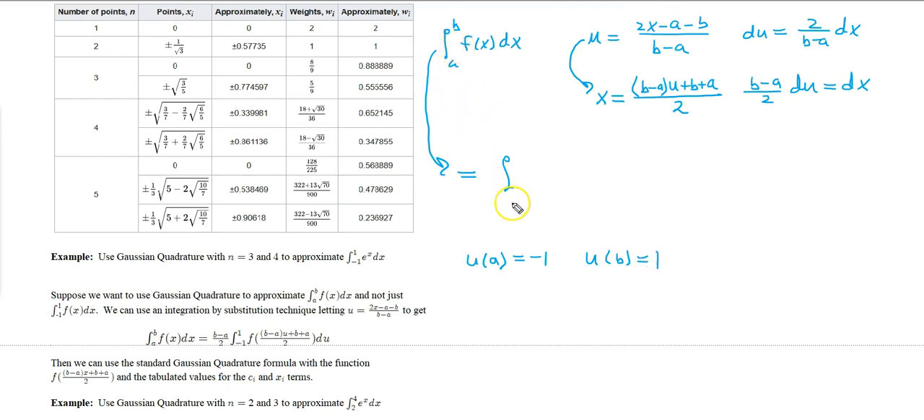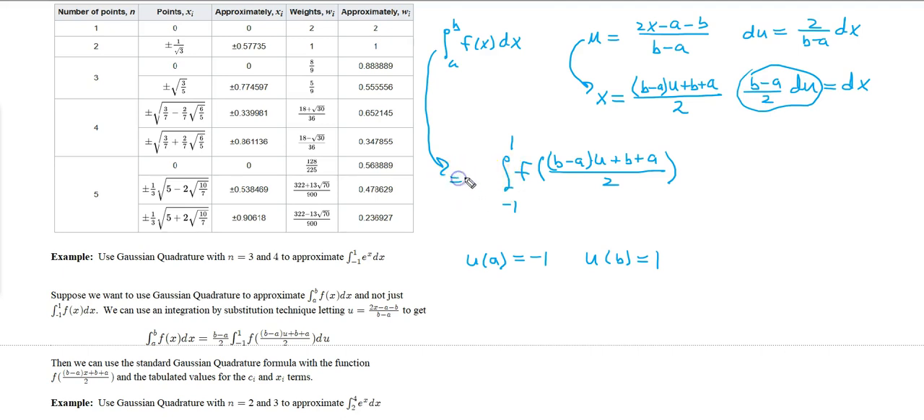So this integral will become the integral from -1 to 1 of f, now I have to replace the x with all of this right here, so I'm going to get f of that, and then I have to multiply that by (b minus a) over 2 du, replacing the dx with this quantity right here. That's what we get. That's a constant. That can actually be pulled out in front of our integral symbol.